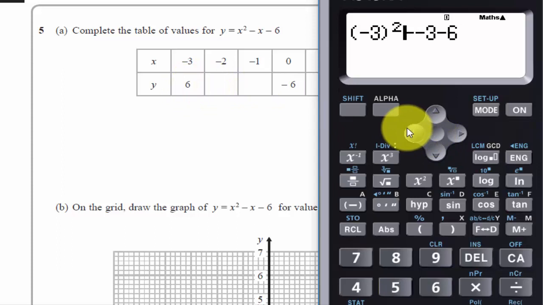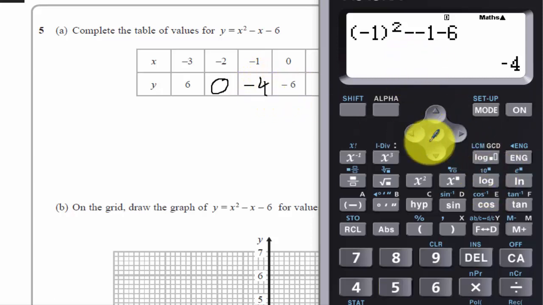If you're confident with your calculator, you can use the arrow keys here if you've got them, and then just change the minus 3s to minus 2s. But make sure you change all of them. And the next one is 0, so I'll put a 0 in. If x is minus 1, then y is minus 4.